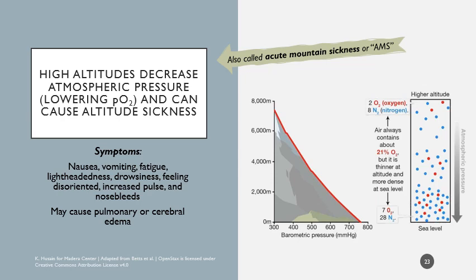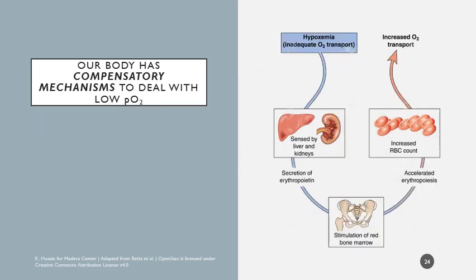So the symptoms of this include nausea, vomiting, fatigue, lightheadedness, drowsiness, feeling disoriented, increased pulse, and nosebleeds, and it can even cause pulmonary or cerebral edema. So if you ascend a mountain too quickly, you have this whole range of really very serious consequences, different symptoms. So when we're experiencing that, our body actually has different compensatory mechanisms to deal with that change.